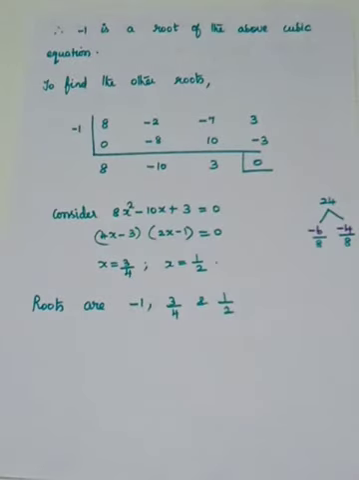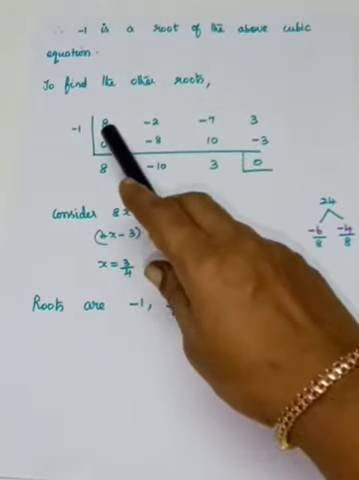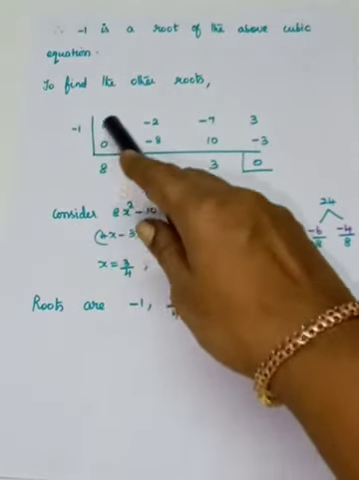Okay, either you can use synthetic division or long division. Synthetic division means here you have to put 0 and then add.